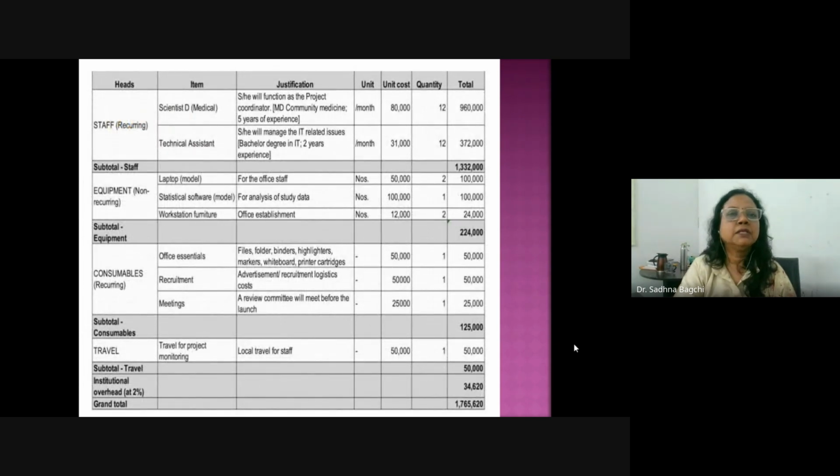Okay, basically all the things are prepared in a very systematic manner, with the subtotals, total institutional overhead, and grand total. In this manner, the whole budget is localized.